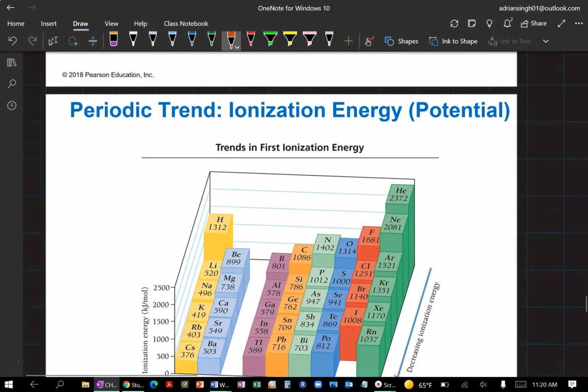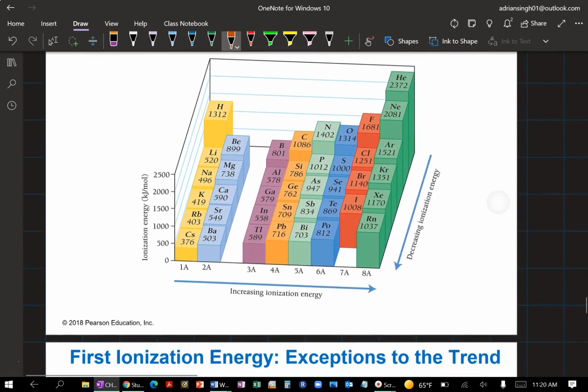All right, so we can plot that. We saw the table. We can plot it this way as well. So going down a group, if we look at group 2, for example, you can see the bars decrease as we go down, and that's the general trend.